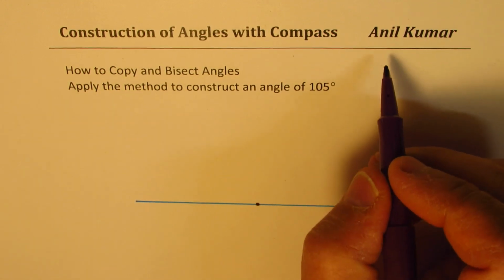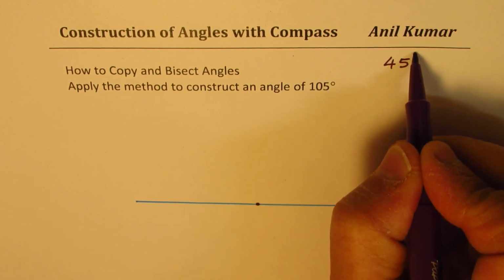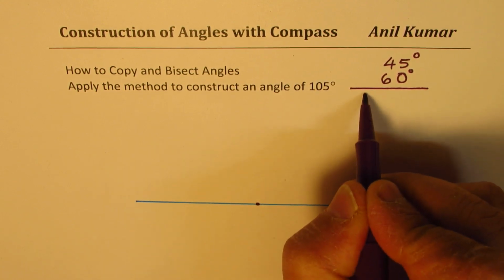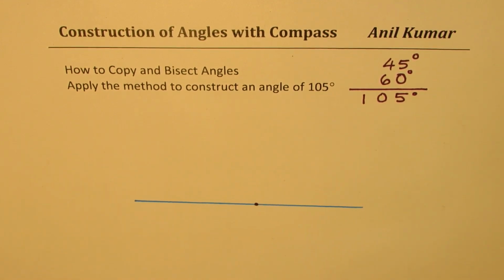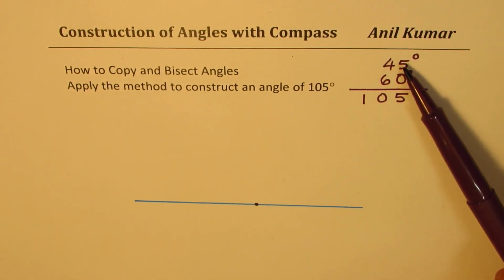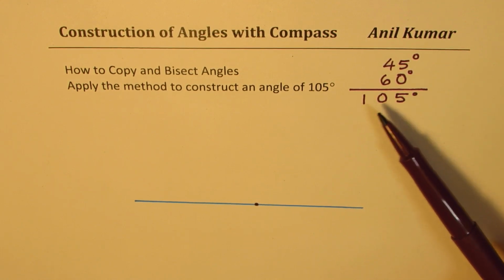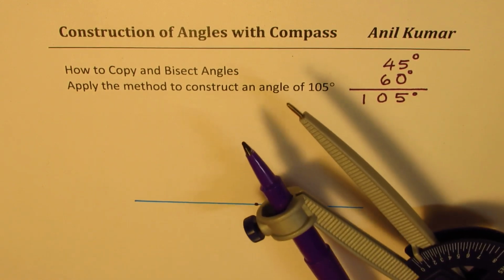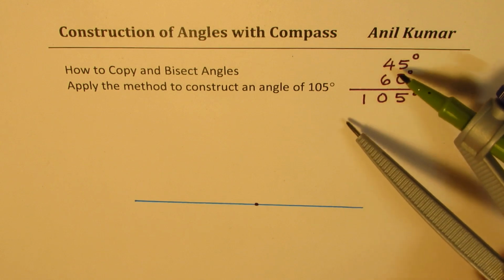105 degrees, we could make a combination of 45 degrees and 60 degrees. So if I add these two, what do I get? I get 105 degrees, correct? So that means I have to create 45 degrees angle and then on top of it 60 degrees angle to make 105 degrees, and that too we have to do with compass, right? So that is what we'll try to do. Okay, so let's begin by first making 45 degrees.